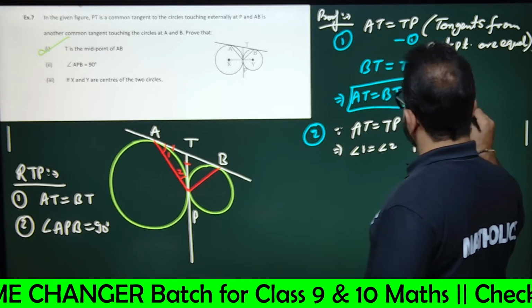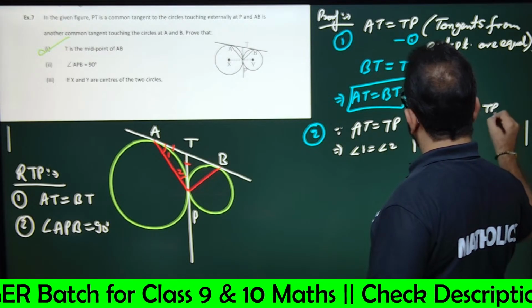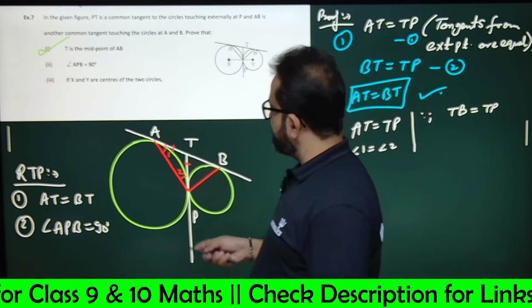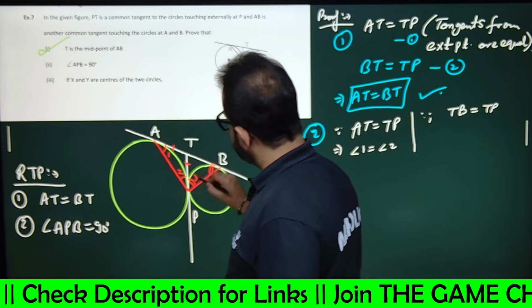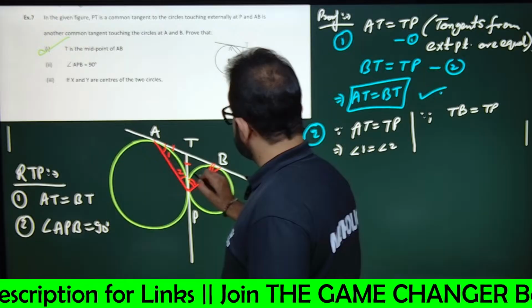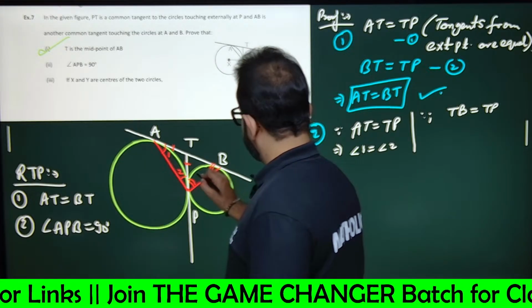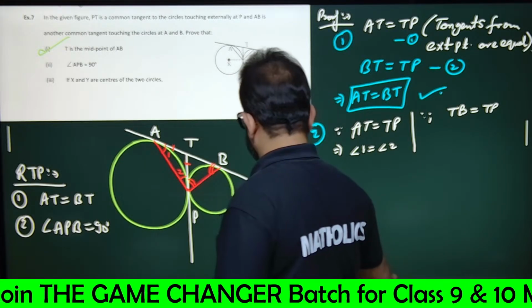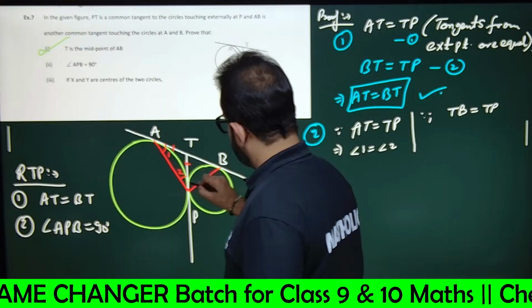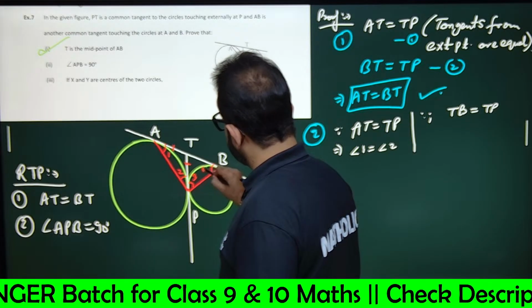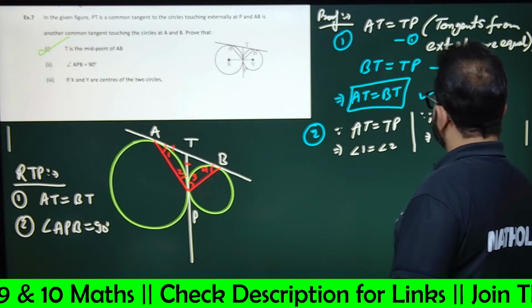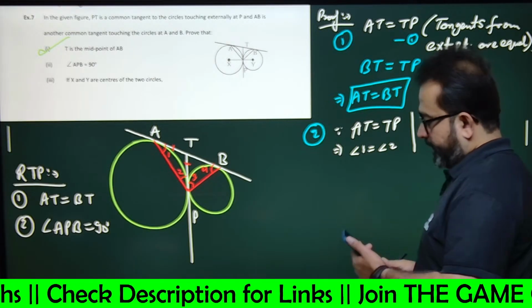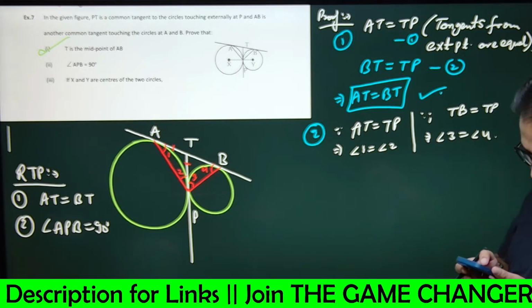Also because TB equals TP, this part is equal to this part. So this angle will be equal to this angle. Let's say this is angle 3, this is angle 4. So angle 3 will be equal to angle 4. It implies angle 3 equals angle 4. Yes or no?